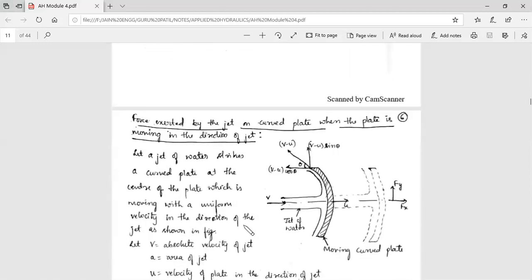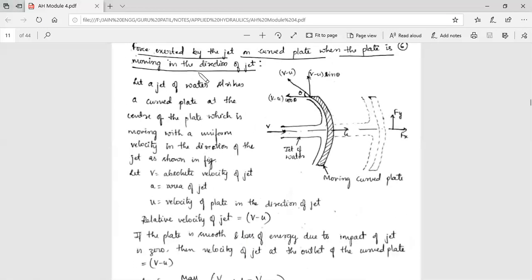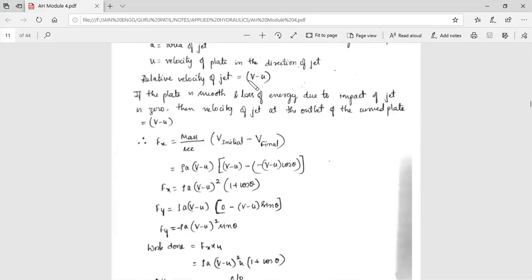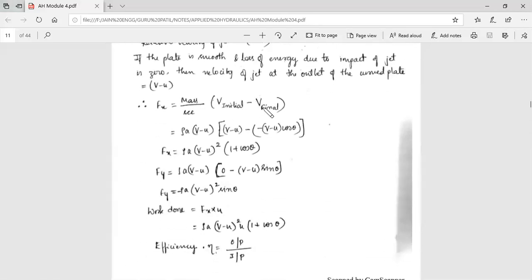So the next is the last part. So again, the force exerted by jet on a curved plate when the plate is moving in the direction of jet. Here again it is the same, initial momentum versus final. So mass here will be mass per second, rho a into (v minus u). That is, velocity will be v minus u.